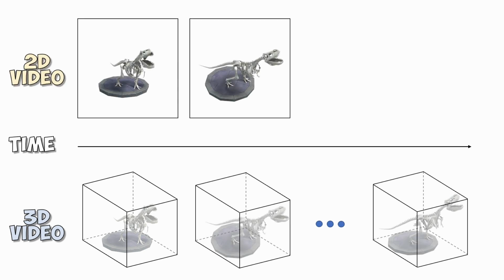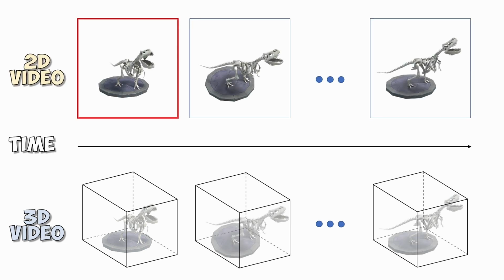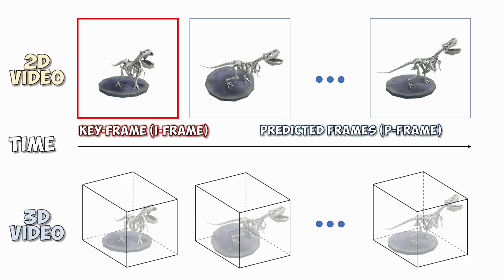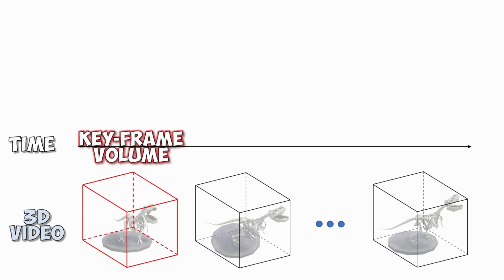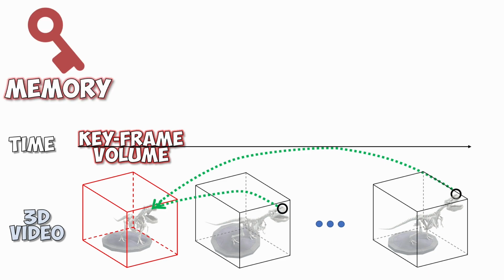We can borrow insights from compression algorithms for 2D videos. These methods encode a set of keyframes, or I-frames, by leveraging spatial redundancies, and encode the nearby frames, or P-frames, with temporal prediction. Following this idea, we model keyframe volumes and interpolate the intermediate frames using trainable scene flows. The resulting memory footprint for modeling the entire video is similar to a TensorRF used for a single static frame.